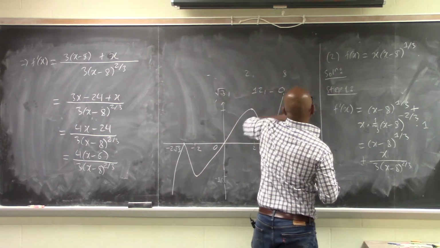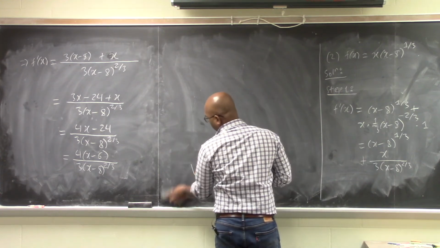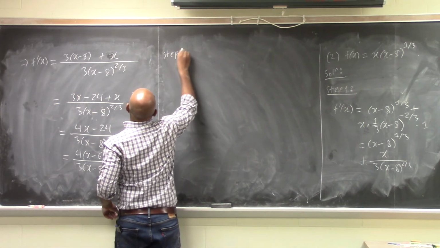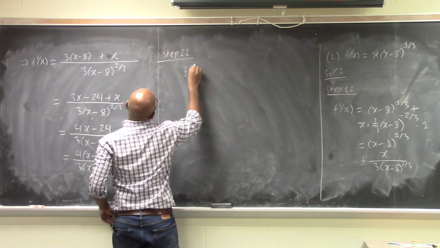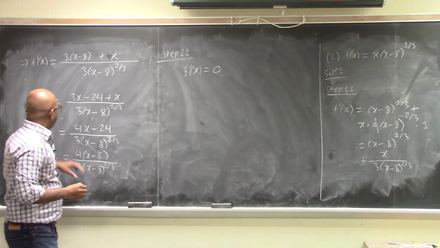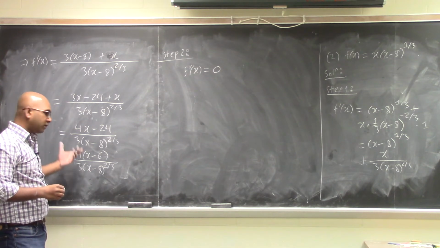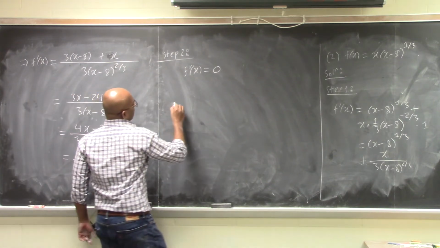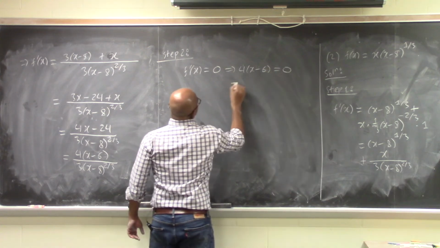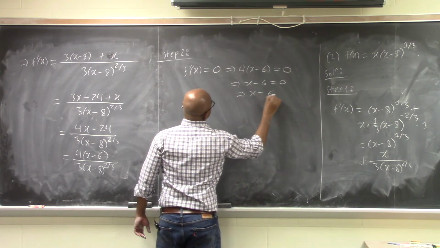So that's step 1. Now what's step 2? Find the critical numbers. Step 2. So for critical numbers, first of all, you set your derivative equal to 0. And notice this is a fraction, right? A fraction is 0 only if the numerator is 0. So this means 4 times x minus 6 is 0, but that happens when x minus 6 equals 0, which means x equals 6.